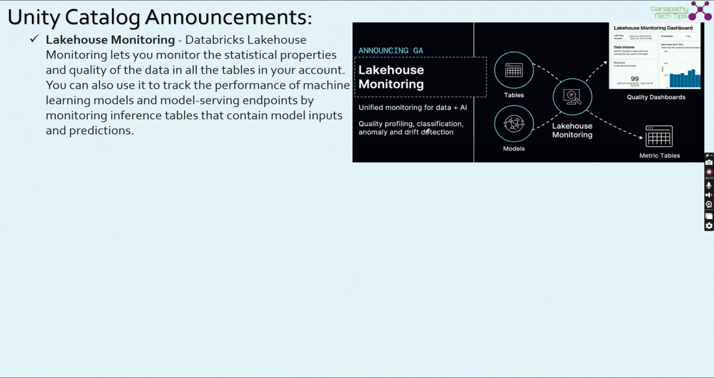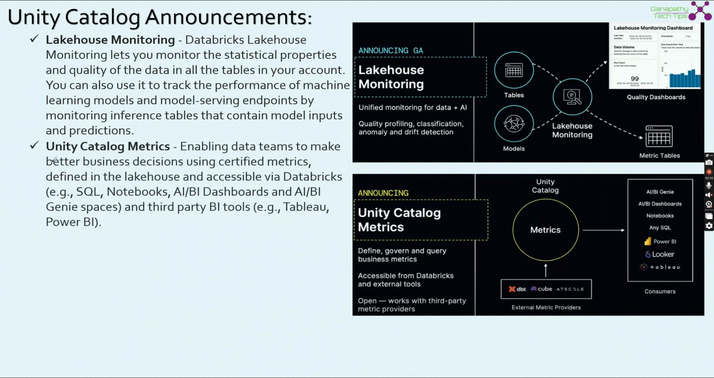You can also use it to track the performance of machine learning models and model serving endpoints by monitoring the inference tables that contain the model inputs and the predictions. Unity Catalog metrics is another thing. Now you can see dbt, AtScale, Cube, any of the metric providers can push their metrics into the Unity Catalog metrics, and then you can use those metrics and do the visualizations using any of these options, say Power BI or Looker or Tableau.